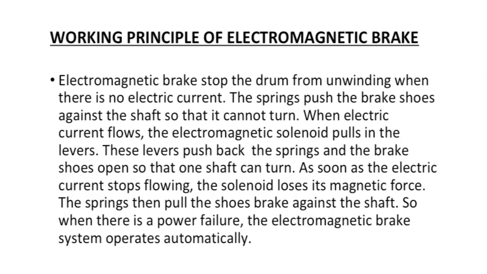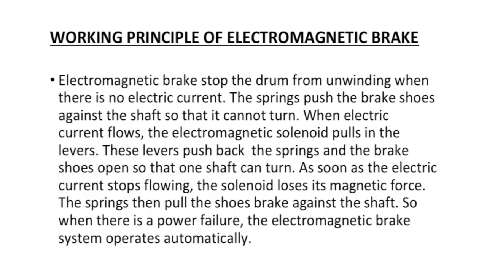When electric current flows, the electromagnetic solenoid pulls in the levers. Then these levers push back the spring and the brake shoes open so that the shaft can turn. As soon as the electric current stops flowing, the solenoid loses its magnetic force. Then the spring pulls the brake shoes against the shaft. So when there is a power failure, the electromagnetic brake system operates automatically.